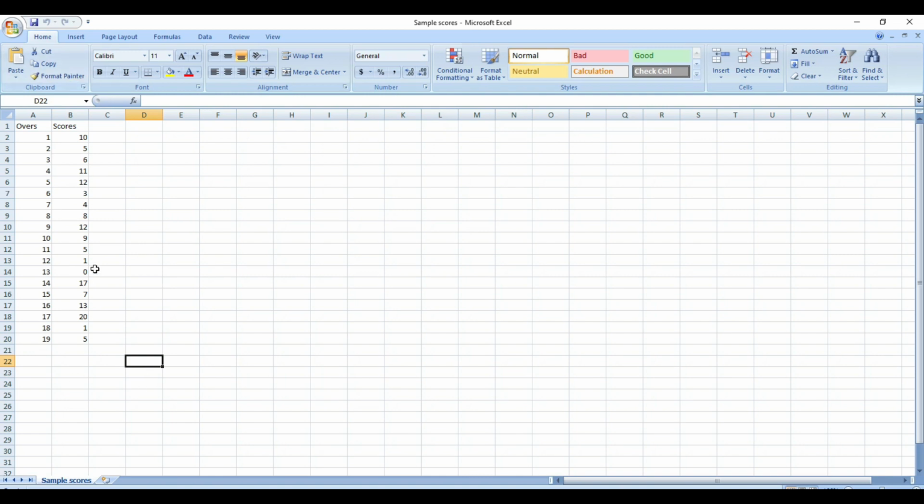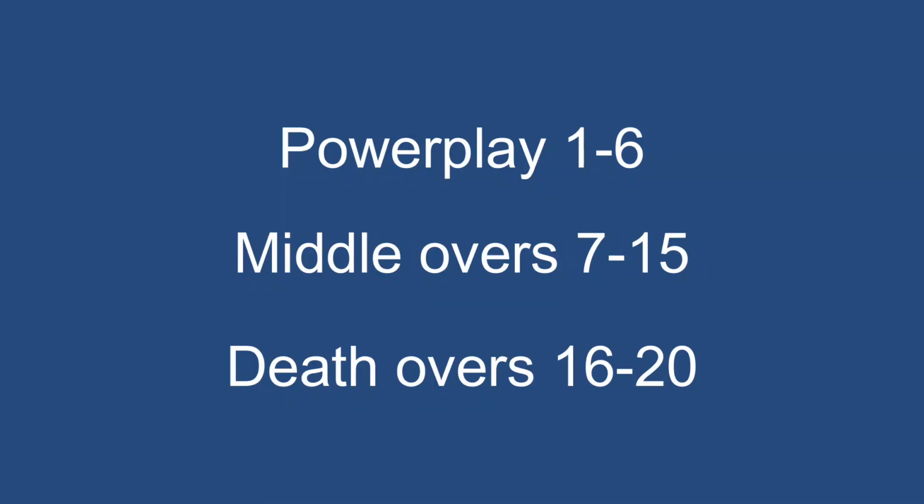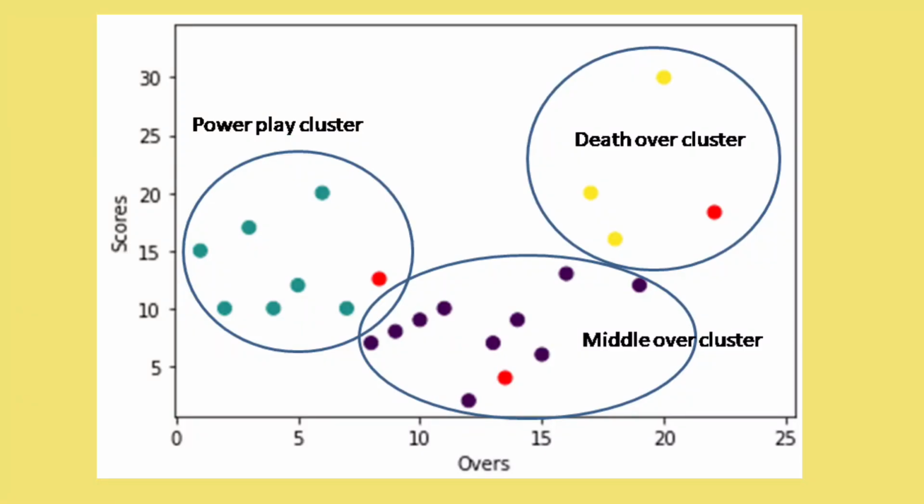Generally in a 20 over match, in the power play overs, there is a possibility to score big runs. In the middle overs, the run rate will be low compared to power play. And finally in the death overs, they are pushing to score as many runs as possible. We are going to group these data points in a 3 cluster formation. At the end of this program, you can easily cluster the power play runs, middle over runs and death over runs, and this may be our expected output.